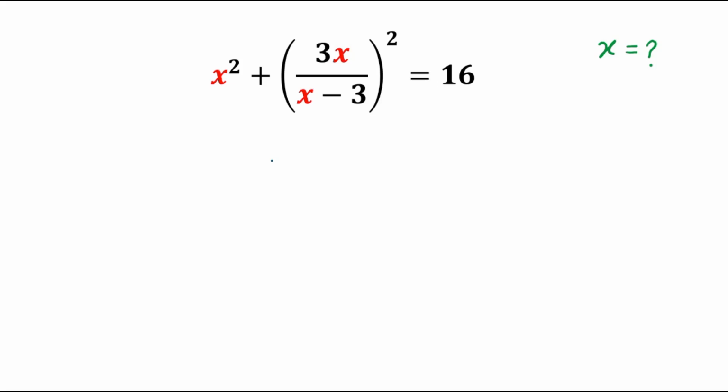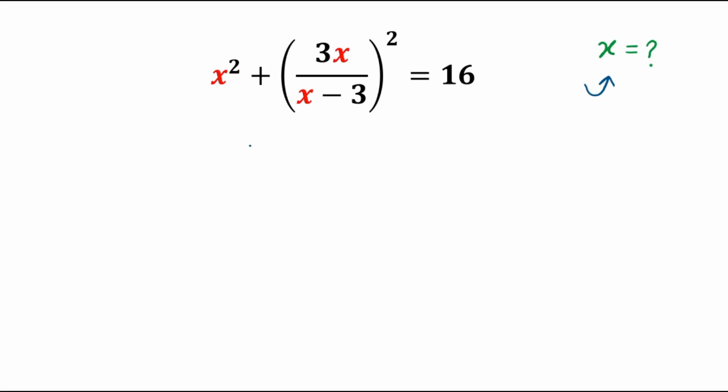Hello students, in this video we are going to solve a nice algebra problem. Here (x² + 3x/(x−3))² = 16. Here we need to calculate all possible values of x.